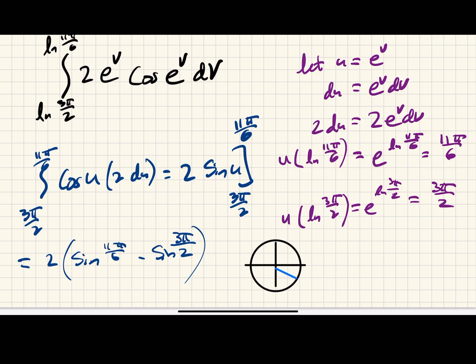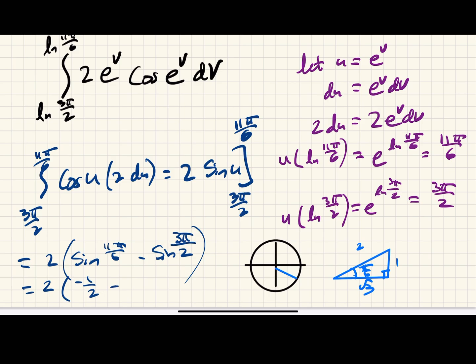Okay, so now let's think about a triangle that has a reference angle of pi over 6, a right triangle. The sides of that are 1, 2, and square root of 3, right? So the sine of pi over 6 is a half, but we're in the fourth quadrant. So what is that going to be? Yeah, negative a half. Very good. So we have 2 times negative 1/2 minus.